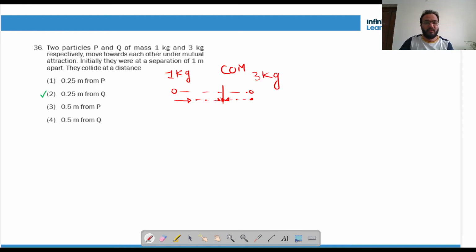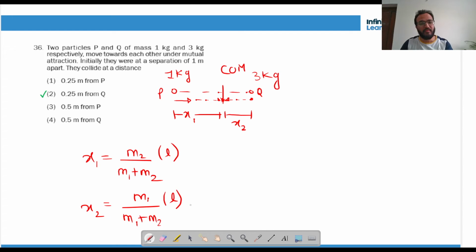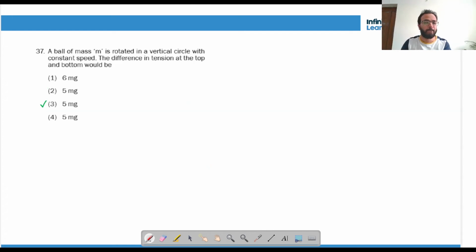Let's say this is x1 and this is x2. This is point P, this is Q. So x1 is M2 upon M1 plus M2 into total length L. X2 is what? That's all. Put the values, get the answer.